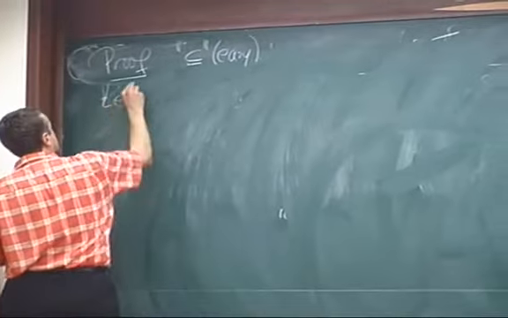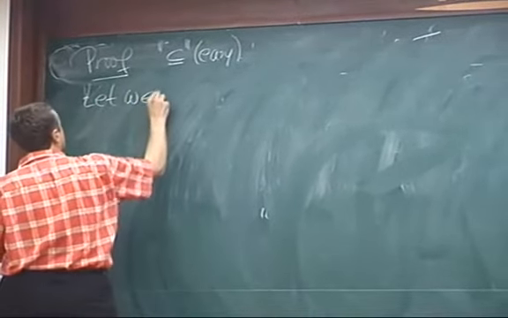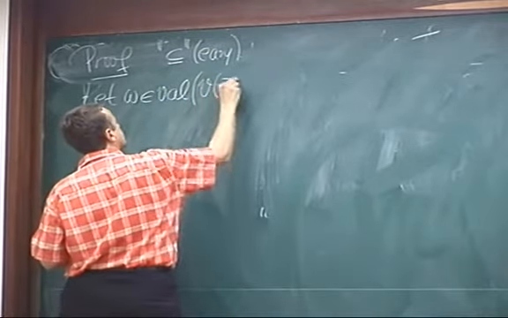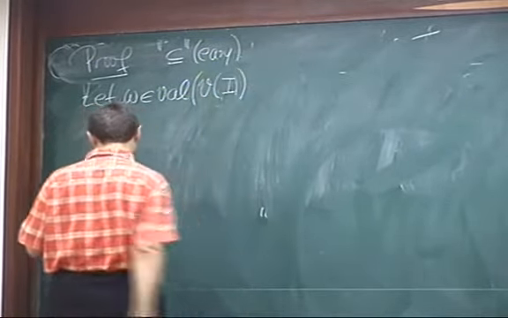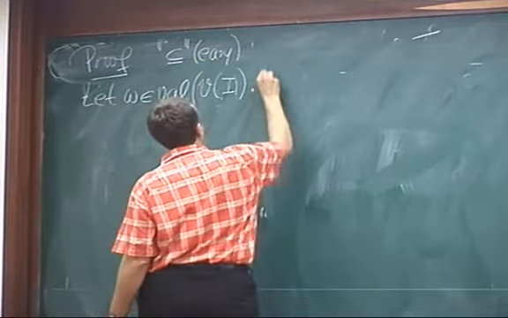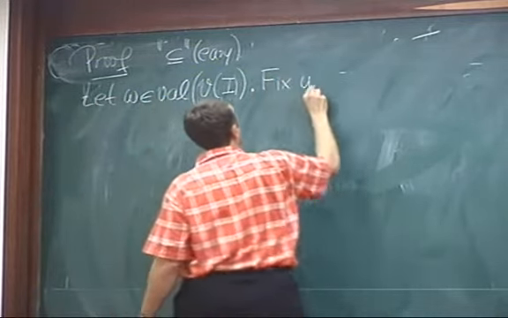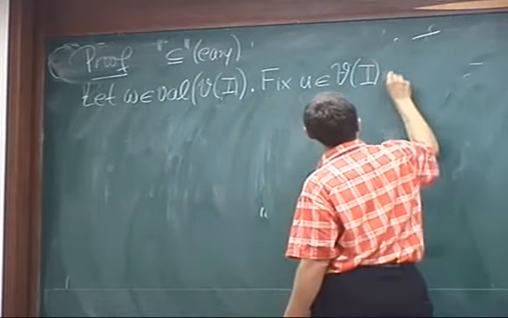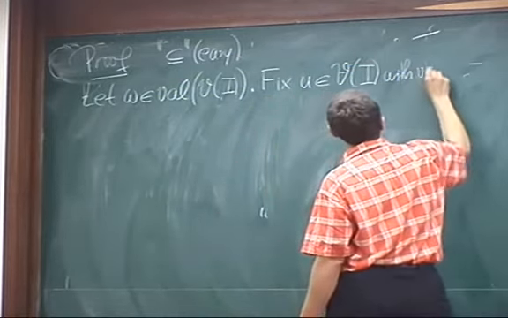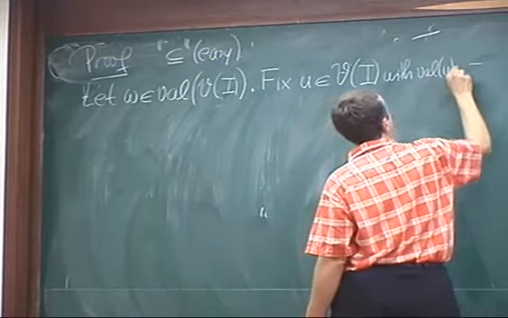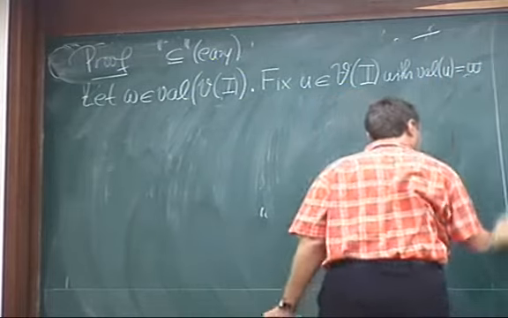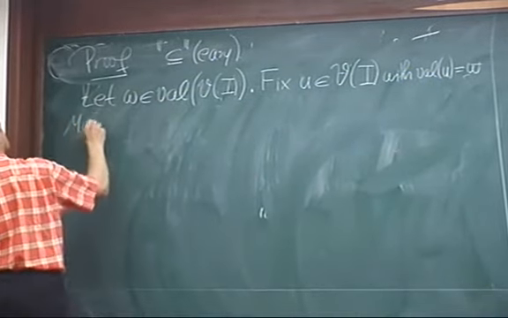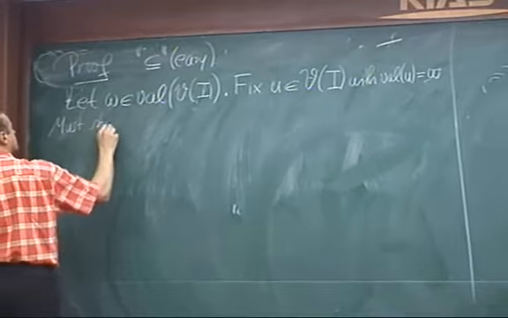Okay, so suppose something is in the left-hand side. So W is in the image of the classical variety under the valuation map. Well, then let's pick any pre-image. So there exists a U in the classical variety with value of U equals W.